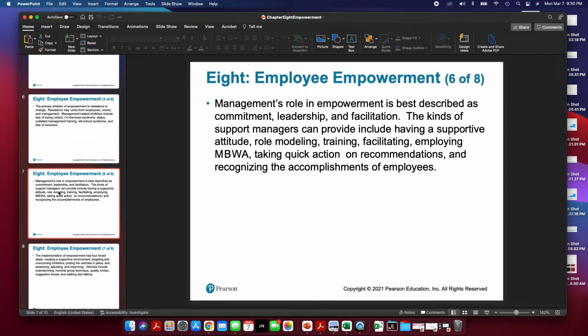Now, management's role in empowerment is best described as commitment, leadership, and facilitation. The kinds of support managers can provide include having a supportive attitude, role modeling, training, facilitating, employing MBWA, taking quick action on recommendations, and recognizing the accomplishments of employees. Leadership is very hard to define, but you kind of know it when you see it.